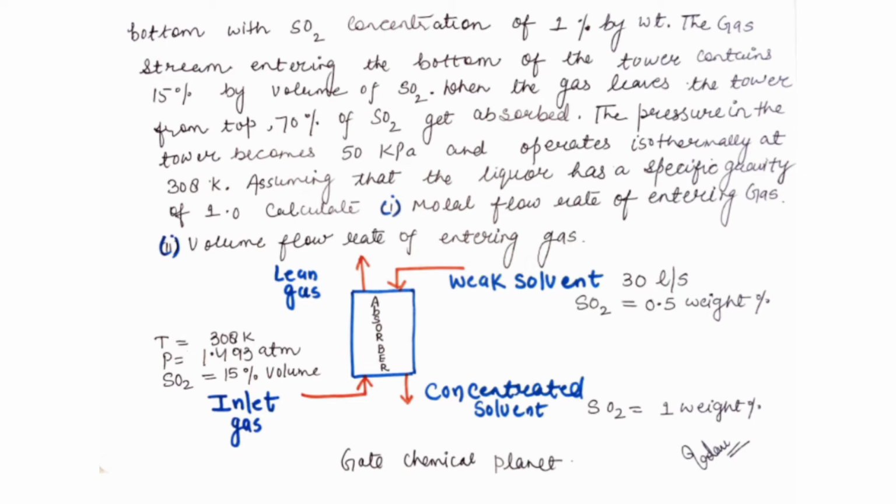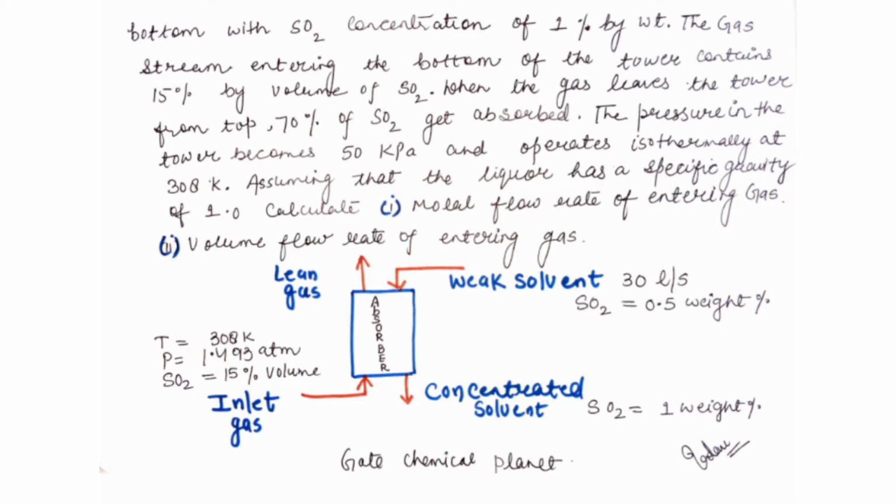In this question a lot of data is given and we have to calculate only two small things. According to the data given, I have drawn a block diagram for the absorber here. In the inlet gas, what are the conditions given? The SO2 present is 15% by volume. Pressure and temperature are given. The pressure in the tower is 50 kilopascals.